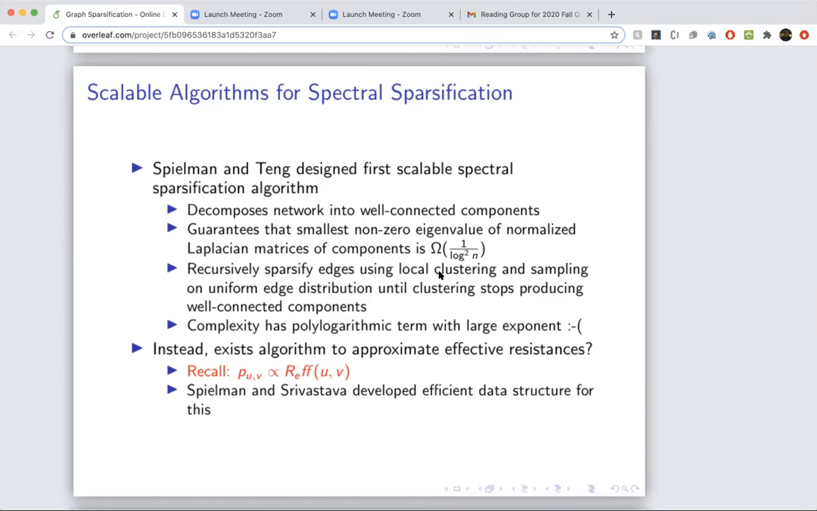And that allows us to recursively sparsify edges within each of these components using the connectivity. And then we can stop this construction of well-connected components when we've determined, with some threshold on the first non-zero eigenvalue, that the components are no longer well connected. So essentially what we're doing is recursively dropping some edges from well-connected components. And if we keep on doing that, we're going to get a sparse graph that's decent for the entire input graph G.